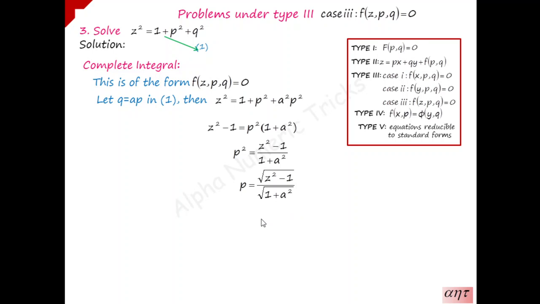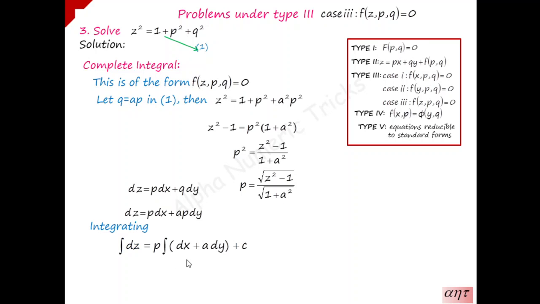Now we have to substitute this value of p and q in dz is equal to pdx plus q dy. Then we have dz is equal to pdx plus the value of q, which is ap, into dy. Now we have to integrate this. We have integral dz is equal to, p is common, take it outside, p into integral dx plus a dy under the integral sign, plus a constant. Now we have to substitute the value for p, that is p is equal to root of z squared minus 1 by root of 1 plus a squared, and the remaining terms are as they are.